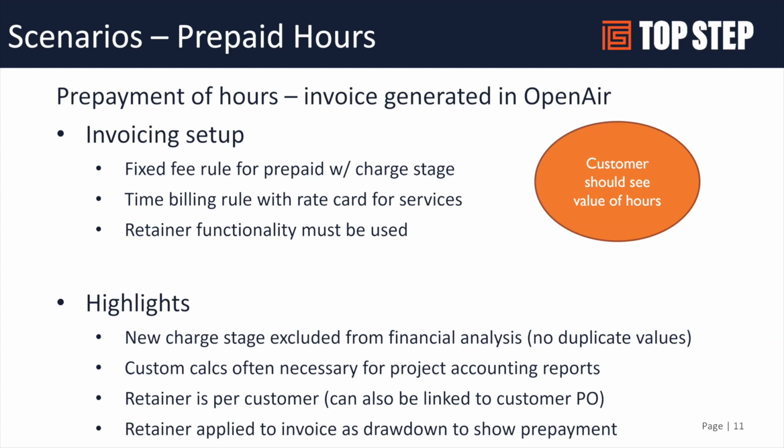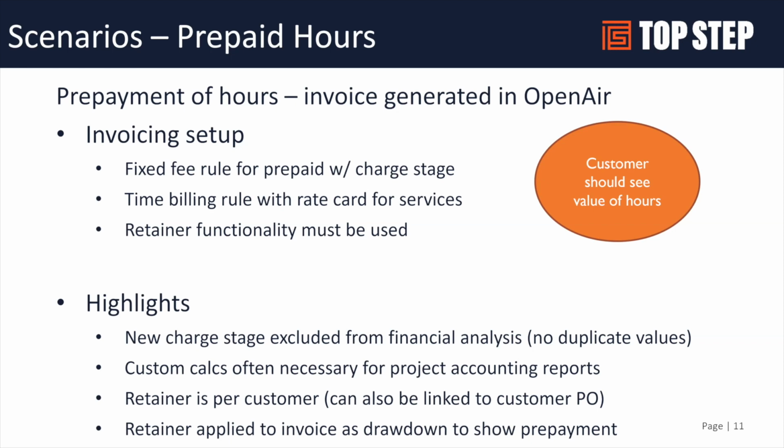So the way that we see this set up in OpenAir is obviously, again, our fixed fee rule, and then our time billing rule with our rate for the services. And then there's a feature in OpenAir called a retainer. You may have noticed it if you're not using it inside the invoice module. And what a retainer does is allow you to create a customer specific dollar amount, kind of similar to a customer PO, that you can then apply to invoices, which is where it differs from customer POs. And so when you create the invoice, you can apply the retainer amount to the invoice, which would then create a $0 invoice that would then get sent to the customer.